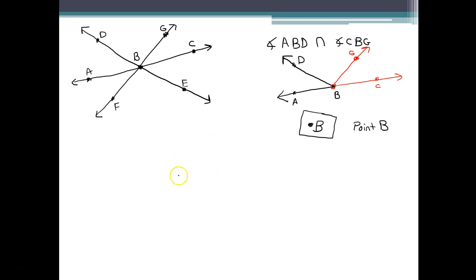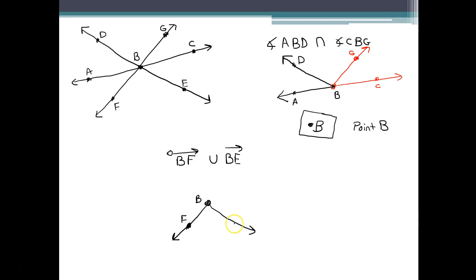Alright, another question would be something like half line BF, and we're doing the union with ray BE. Okay, half line BF looks like this. So remember, half line, you're not actually including that starting point. And then ray BE, in a ray, you are including that starting point.